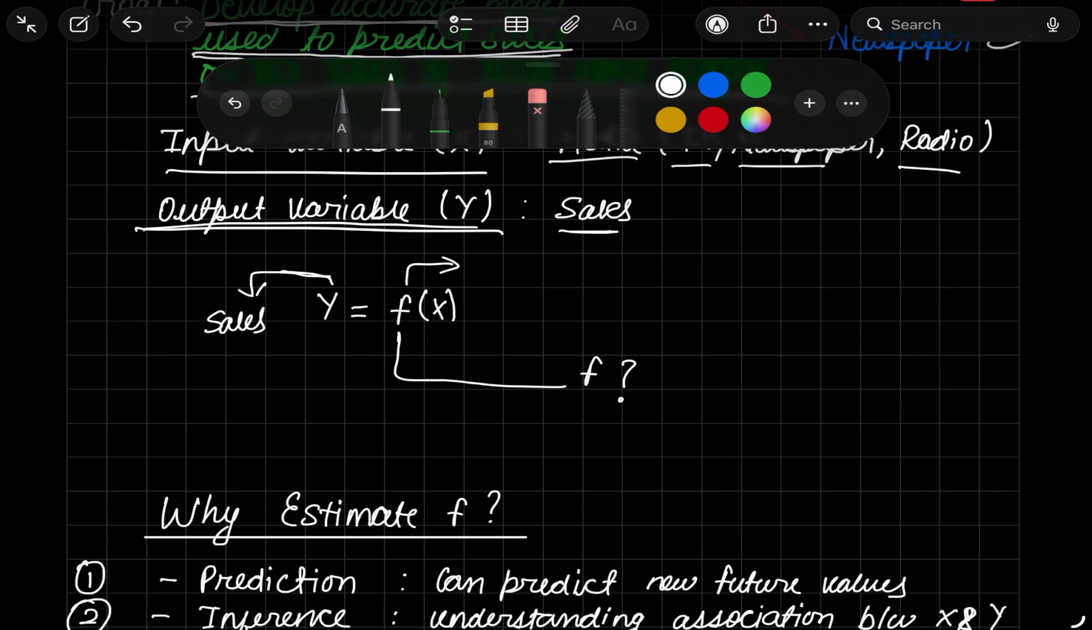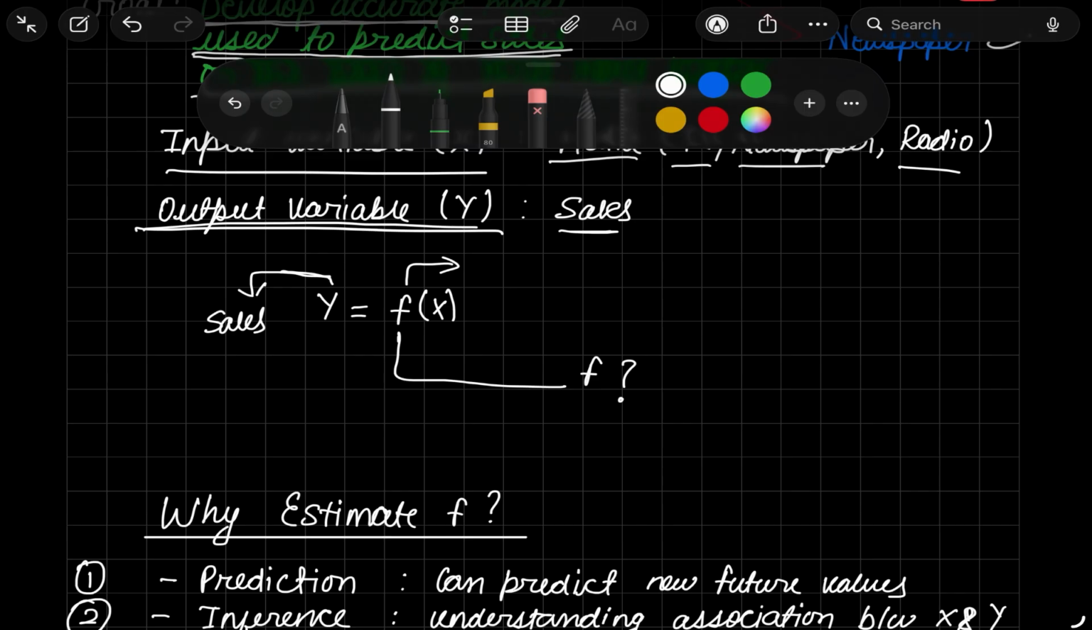And f is a function which gives the estimation of the sales based on these media. So we have to find f. What is f? We have to find it, because if we find f, we can simply get the sales increased. Simple, man. So why should we estimate f?